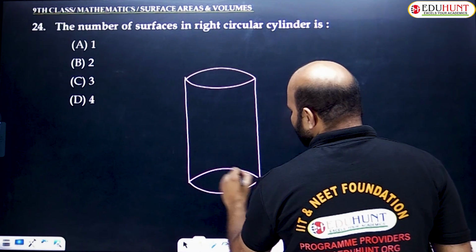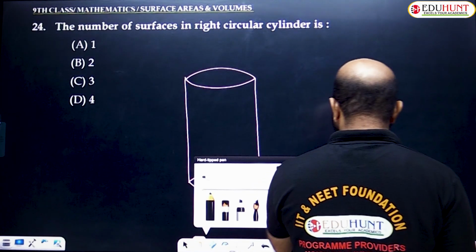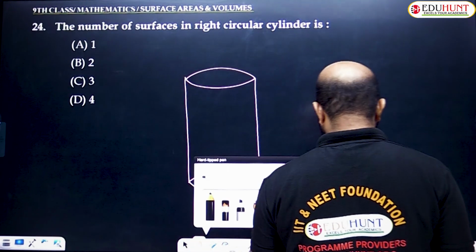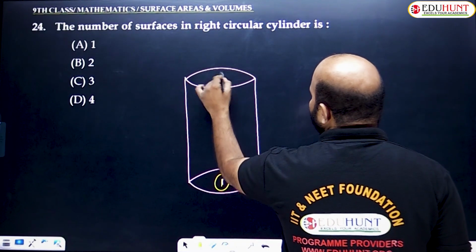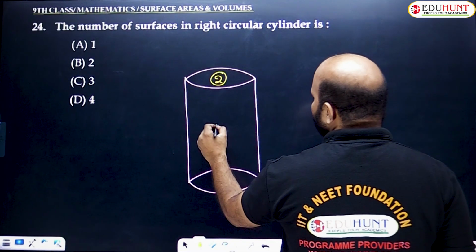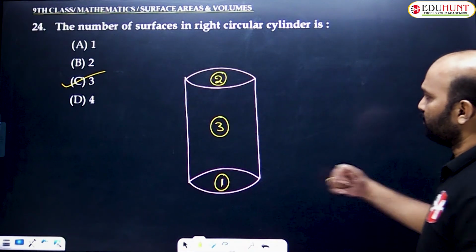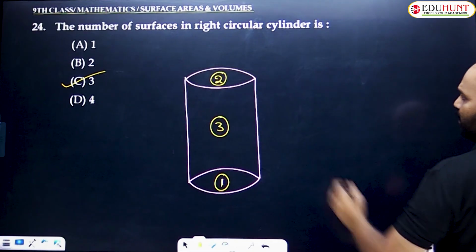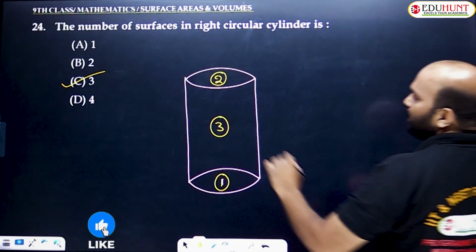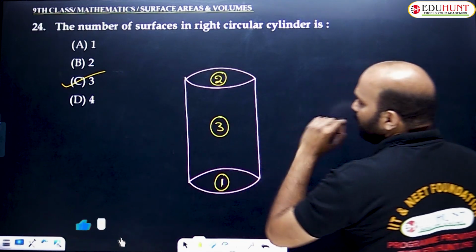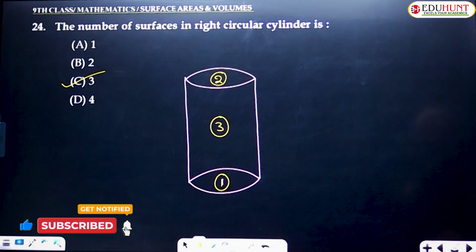This is the bottom surface. So bottom surface, this is one. Am I clear? The bottom surface is the area of a circle. This is one, and the upper surface is also the area of a circle. So the lower part, the upper part, and the lateral surface make 3. Total 3. Option C is the right answer. The bottom is the area of the bottom circle, the area of the upper circle, the same shape, and the lateral surface area. So a right circular cylinder has 3 surfaces.